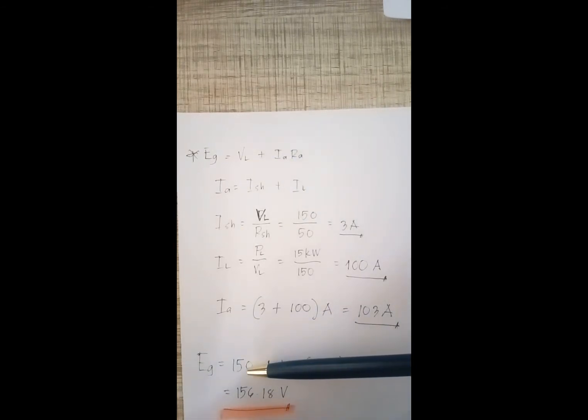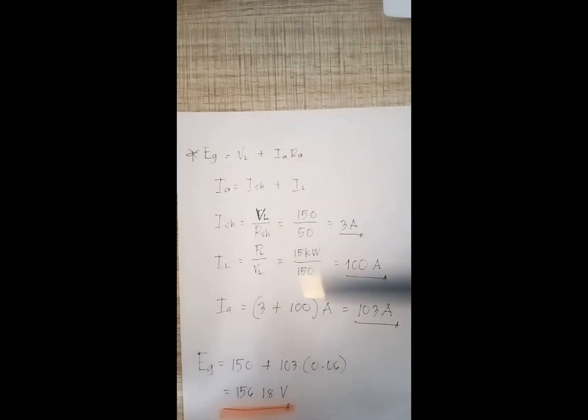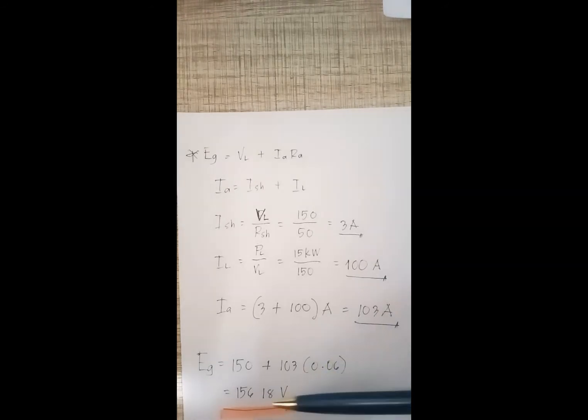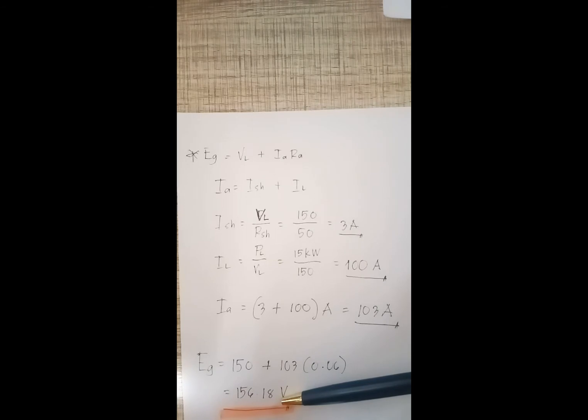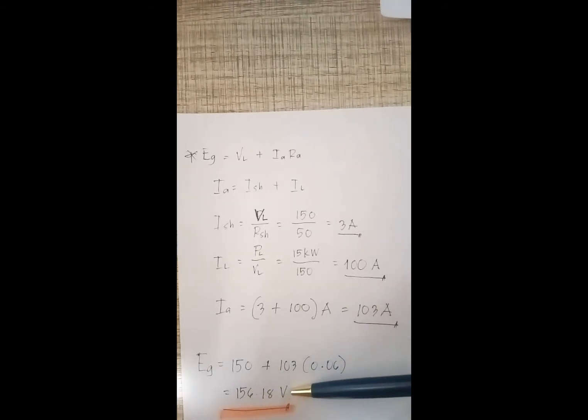Substitute 150 volts plus 103, the value of IA, times 0.06 for our armature resistance. So we now have the value of our generated EMF, which is equal to 156.18 volts.